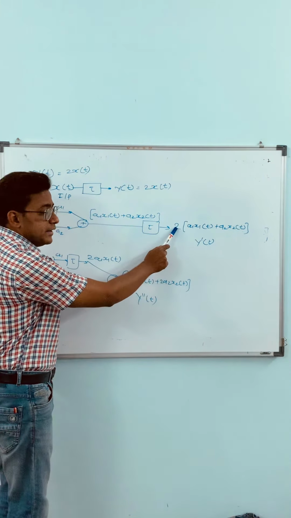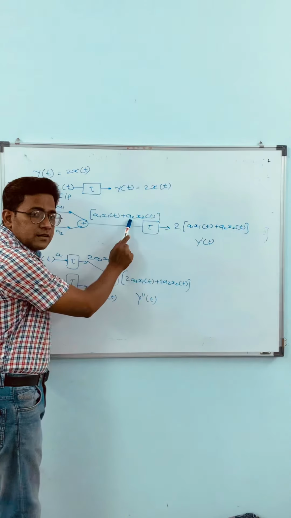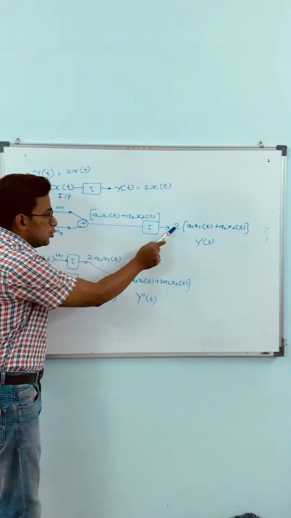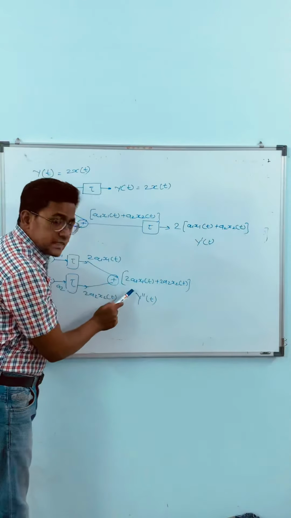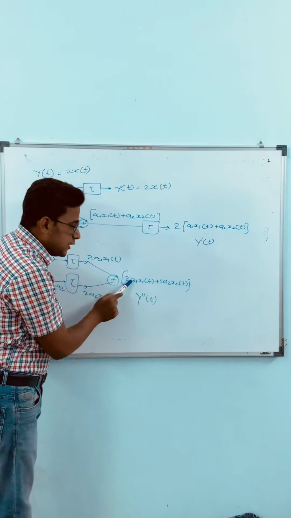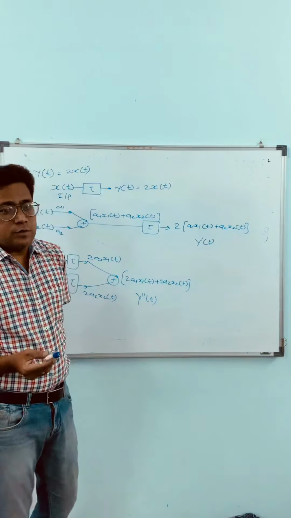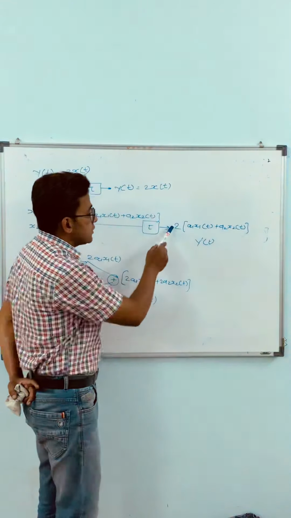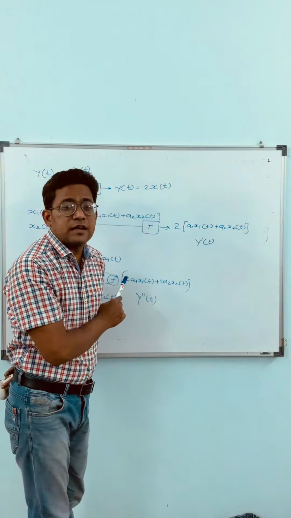So you can observe here y dash of t. Here 2 is getting multiplied to the complete function of this signal. In the next step, 2 is multiplied to the individual signals. Now, some of you students may say that 2 is getting multiplied inside the bracket and the output remains the same. No, it will not be like that.